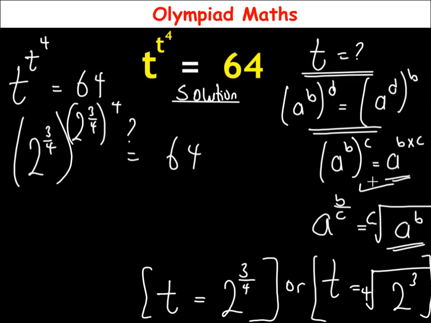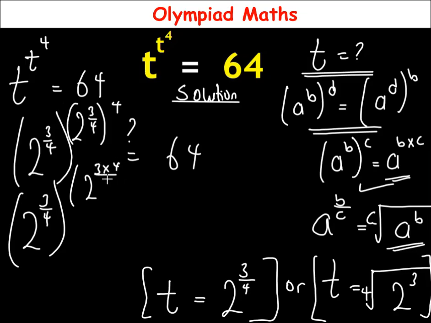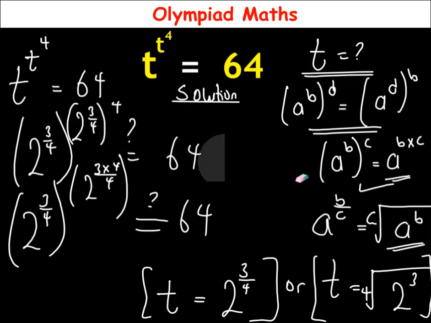Now applying the same rule that if you have a to the power of b, all to the power of c, this equals a to the power of b times c. Applying this to 3 over 4 multiplied by power of 4, we're going to have 2 raised to power 3 over 4, this one initially, then all to the power of 2, then 3 times 4 over 4. Is this equal to 64? Okay, let's confirm.